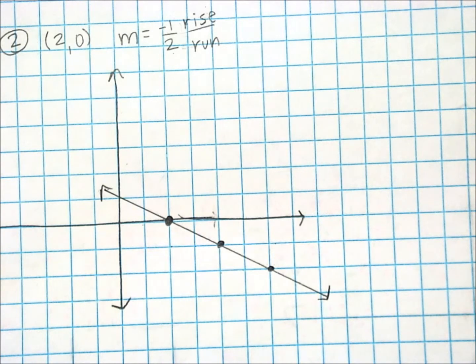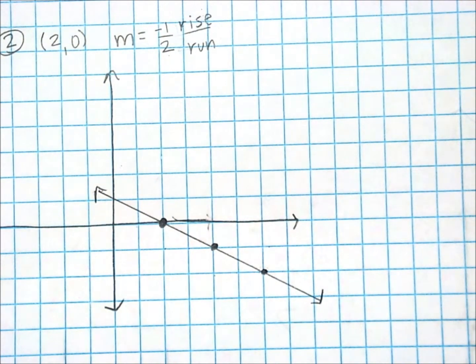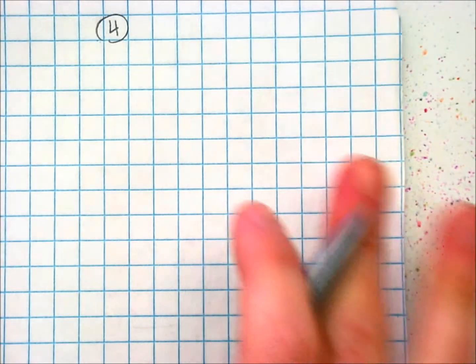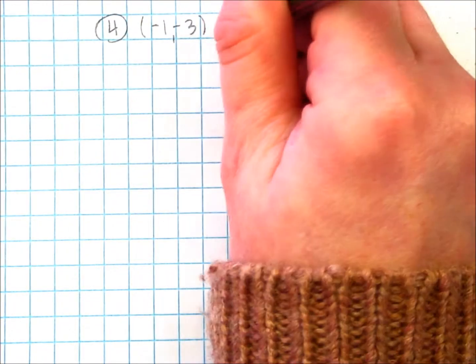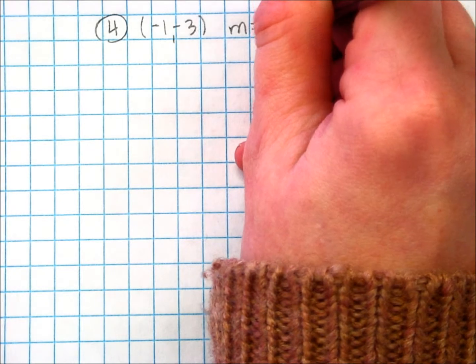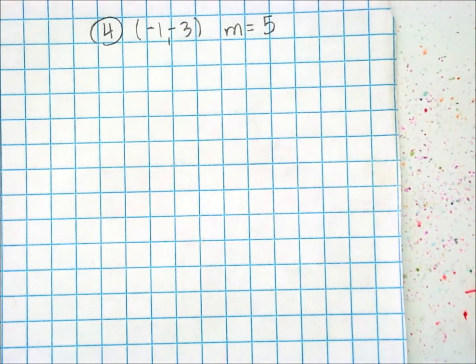Let's skip down to number 4, because I want to talk about number 4 really quickly before I give you some to try on your own. So for number 4, it's a little bit different. Number 4, your point is -1, -3, but your slope is 5. The slope is a whole number.